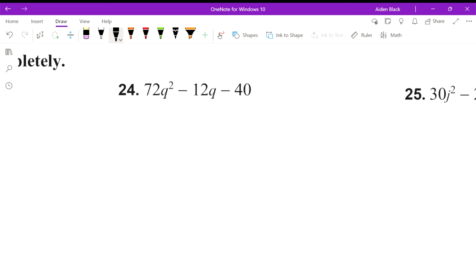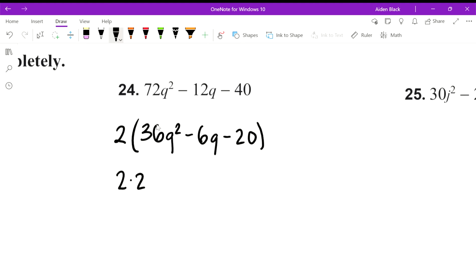Okay, this one's kind of tough. It looks like we can at least factor out a 2. So 2 times, this should be 36q squared minus 6q minus 20. Oh, it looks like we could have factored out a 4, huh? So let's do that again. Let's factor out another 2.